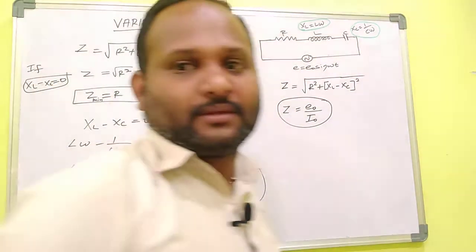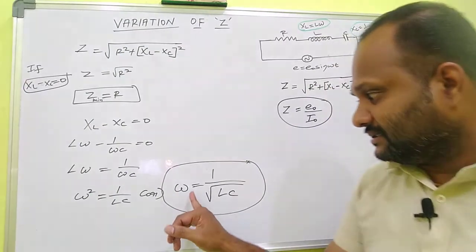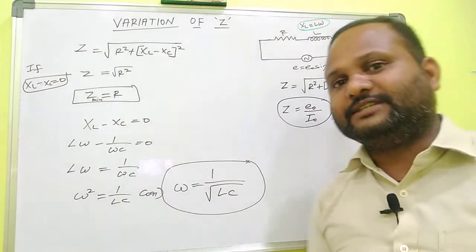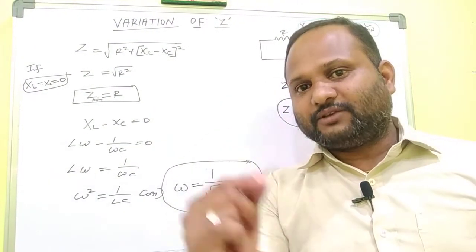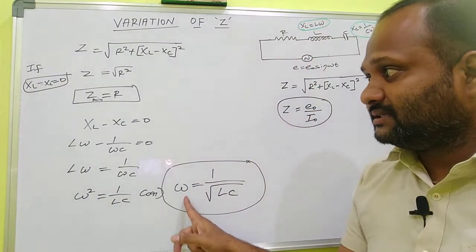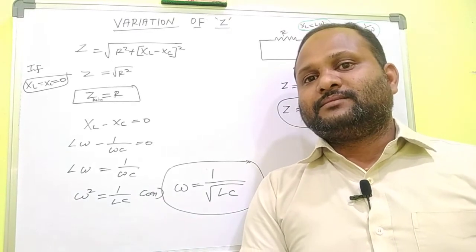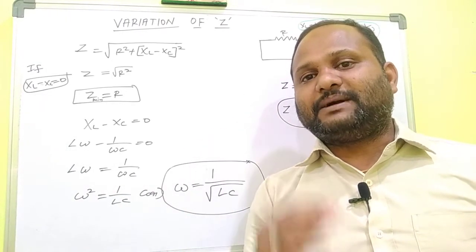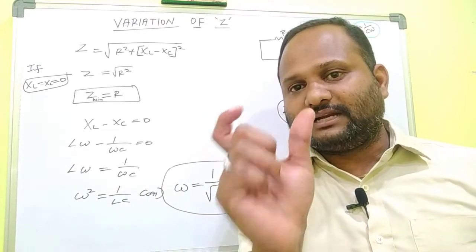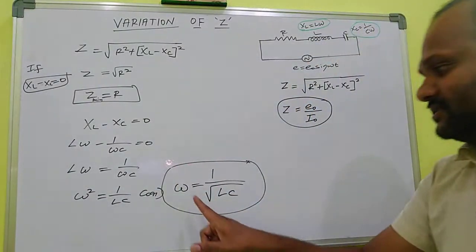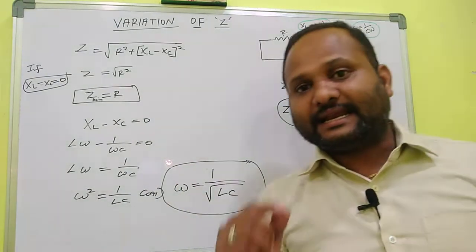Why? Because this is a particular frequency which makes XL minus XC equal to 0. That means XL is equal to XC. The inductive reactance and the capacitive reactance are both equal at a particular frequency. That frequency is called omega, which is called the natural frequency.